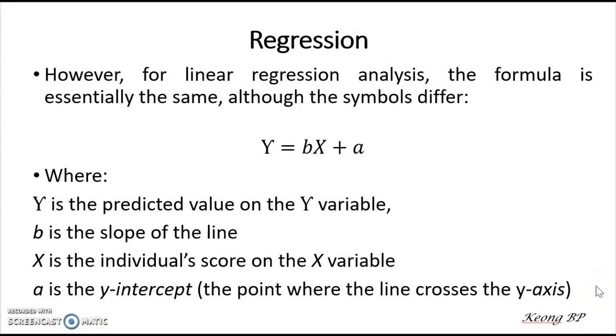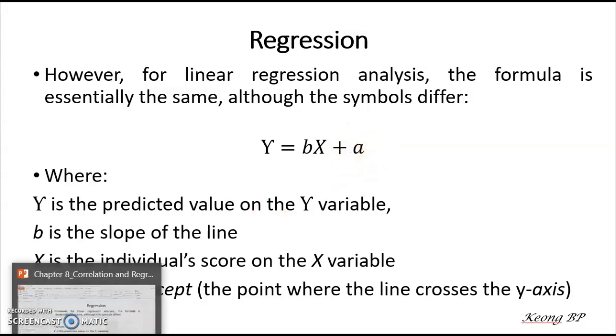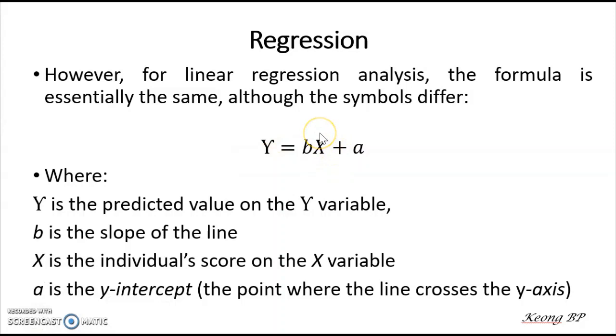For the regression analysis, the formula is essentially the same as the algebra linear line equation. However, the symbols used differ a bit. The formula for linear regression analysis is shown in this slide. The symbol of slope M is replaced with B in the linear regression, and the y-intercept, which is C, is replaced with the letter A. The y-intercept and x-intercept are basically represented by the same letter, but capitalized.